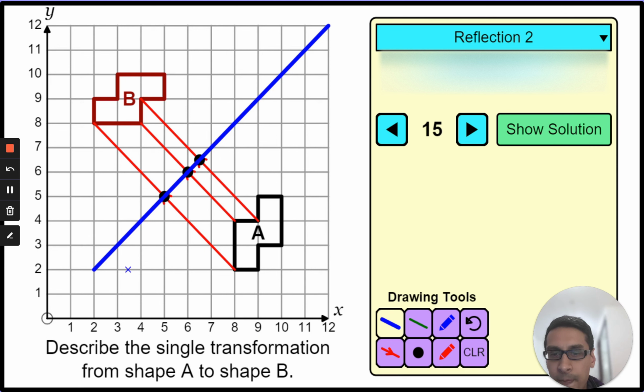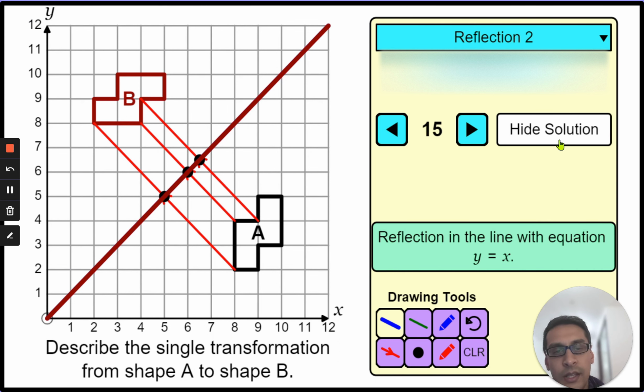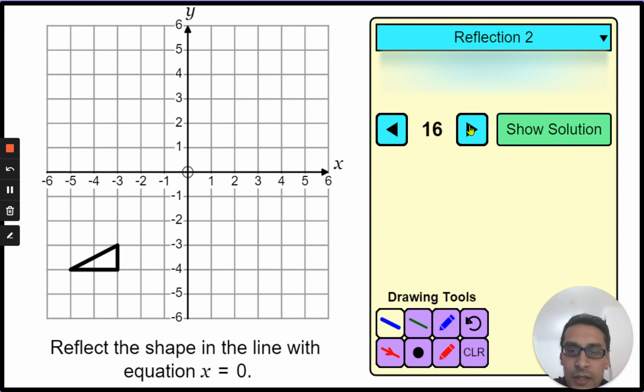So the equation of this line, bearing in mind we've been given an axis here, is y is equal to x. And it's a reflection in the line with equation y equals x. Question 16, x is equal to 0. Common mistake is people will draw this as x equals 0. That is not x equals 0, that's y is equal to 0. So x equals 0 looks like this. And then we've got just a normal reflection. So 3 units and then 5 units.